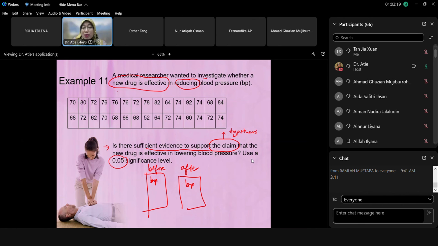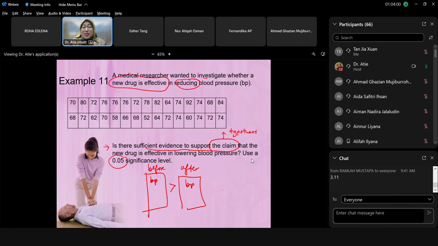So what do you think? Which one will be greater than the other one if it is effective in reducing the blood pressure? So the BP before or after, which one is higher? BP before. BP before will be higher than BP after. So if the BP after is lower than BP before, it means that the new drug will be effective in reducing the blood pressure.